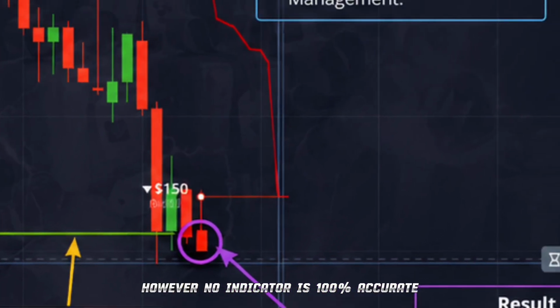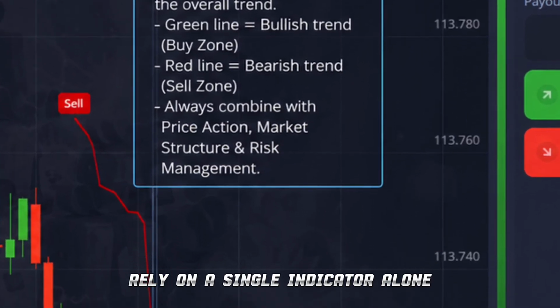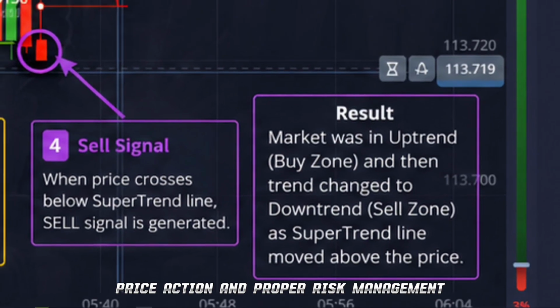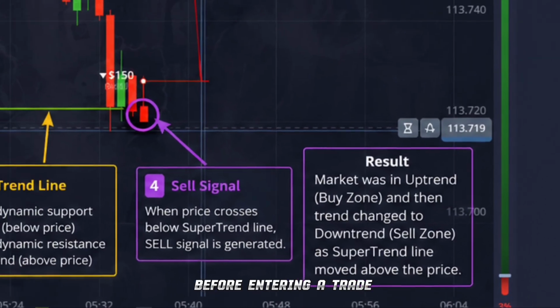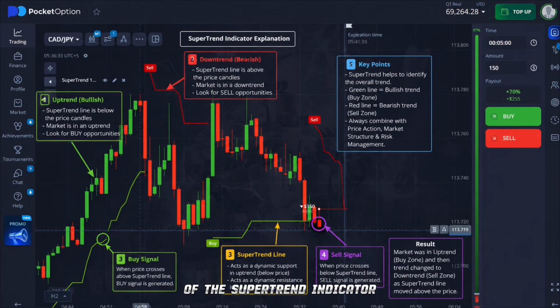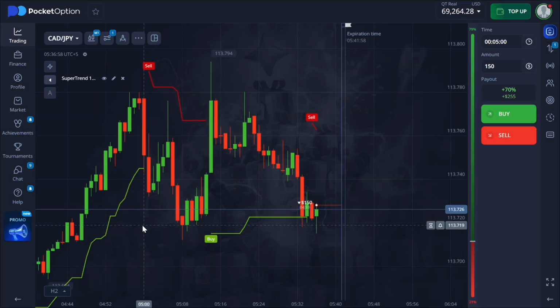However, no indicator is 100% accurate. That's why you should never rely on a single indicator alone. Always combine it with market structure, price action, and proper risk management before entering a trade. One of the biggest advantages of the super trend indicator is that it helps traders avoid unnecessary entries and stay aligned with the current market trend.